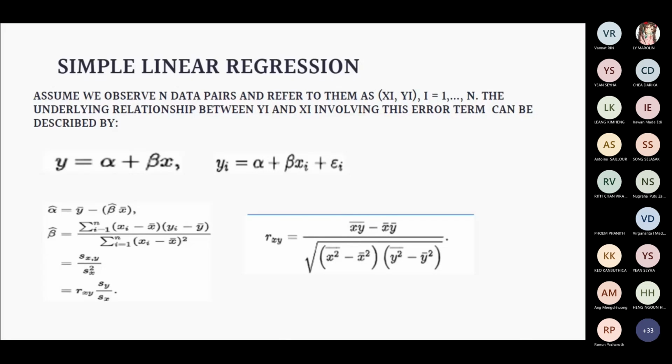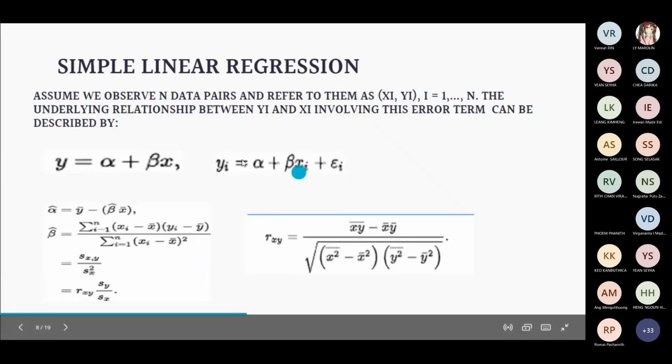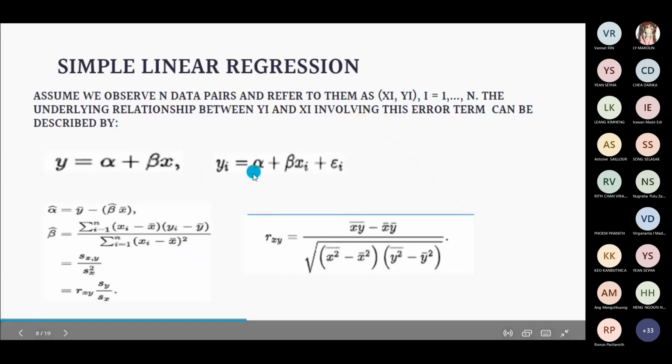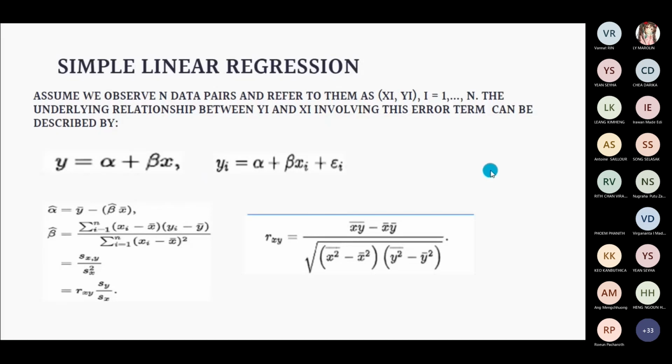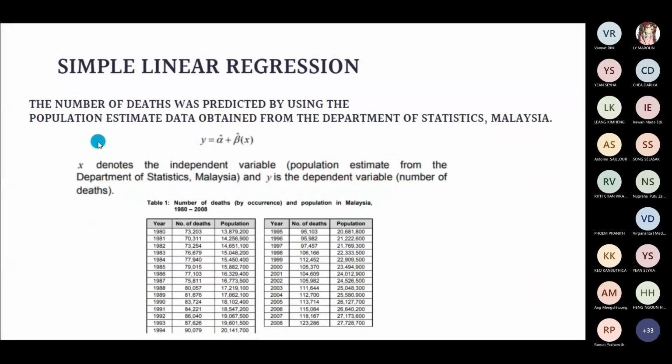So we can define our alpha from the top equation here. In order to understand simple linear regression, I have one example, a research paper about the prediction of deaths using simple linear regression, from the Department of Statistics Malaysia. Here we can see that the equation of the simple linear regression is y equals alpha plus beta x, where x is the independent value, the population estimate from the Department of Statistics Malaysia, and y is the dependent value, the number of deaths.